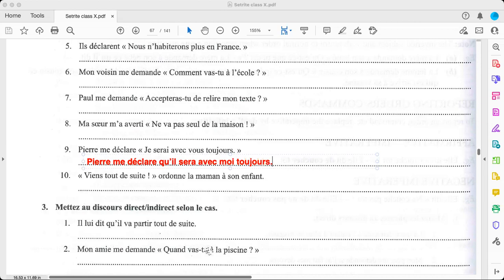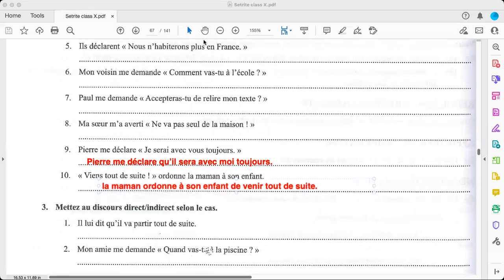Viens tout de suite, ordonne la mère à ses enfants. So, firstly, we'll change the order. La mère, sorry, la maman, ordonne à ses enfants. À son enfant, sorry, it's singular. Now you will see what this is: declarative, imperative or interrogative? Oh, sorry, imperative. So for imperative, you will write de. Then you will write venir because infinitive form. Tout de suite. I hope direct to indirect is clear.